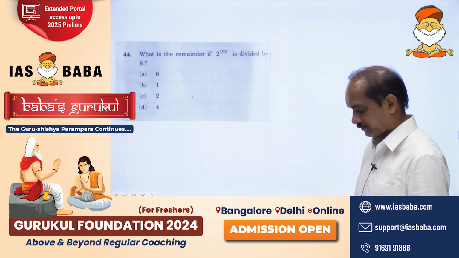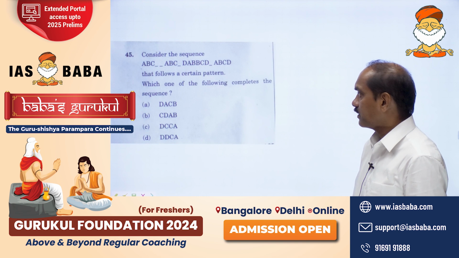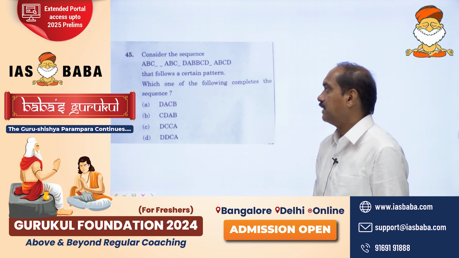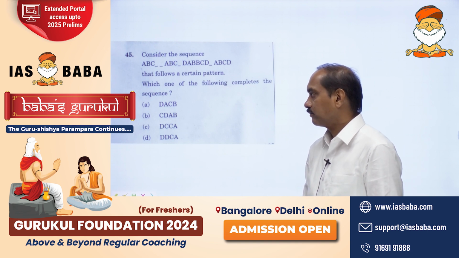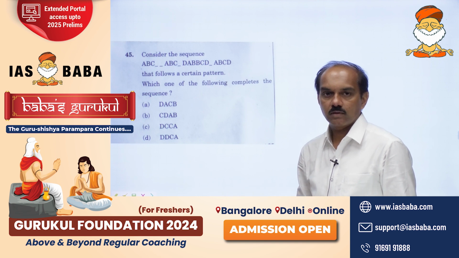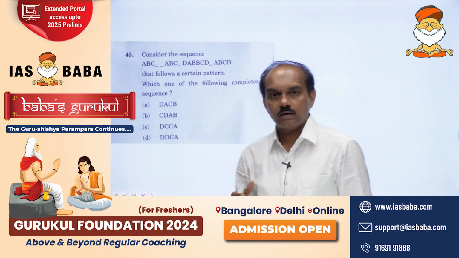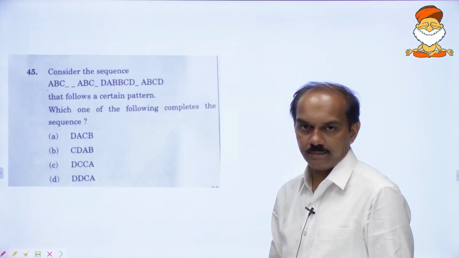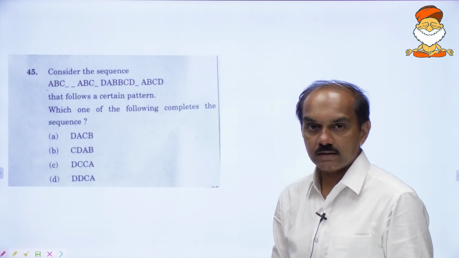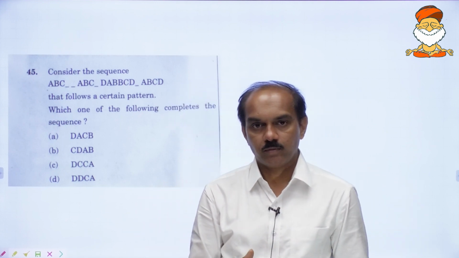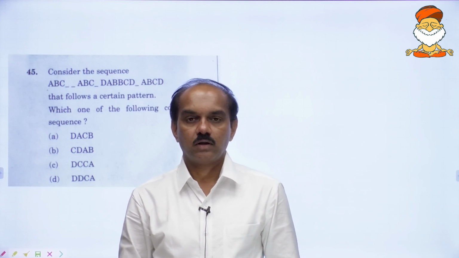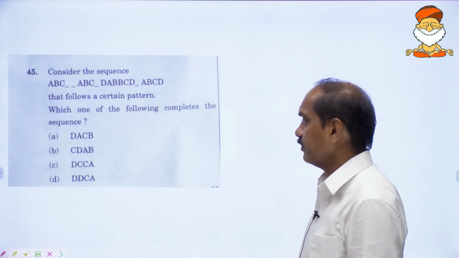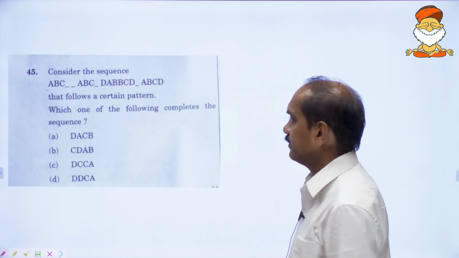Moving on to the next one. Consider the sequence. This has become a common feature in CSAT. This kind of problem is the only thing which is remaining there. Otherwise, if you check the full CSAT paper as a whole, it has changed a lot, except this kind of problem. This has become a common feature.